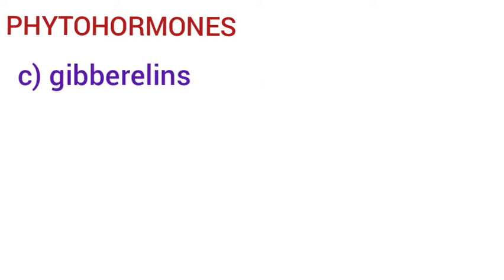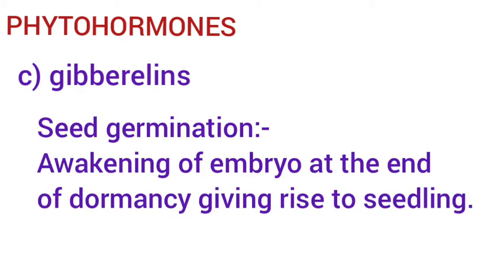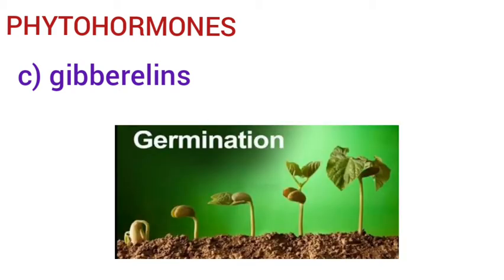The next hormone is gibberellin. Gibberellins help in germination of seeds and sprouting of buds. Germination of a seed is the awakening of the embryo at the end of dormancy, giving rise to a seedling. It is the process of a seed developing into a new plant.